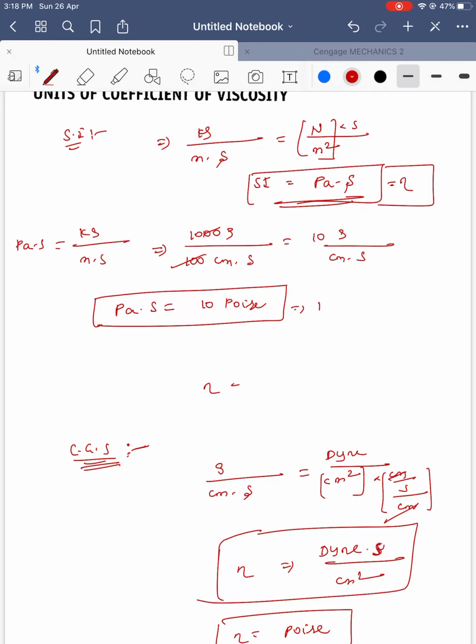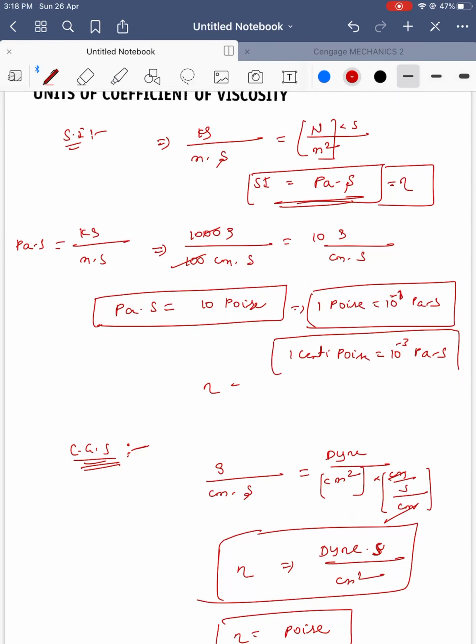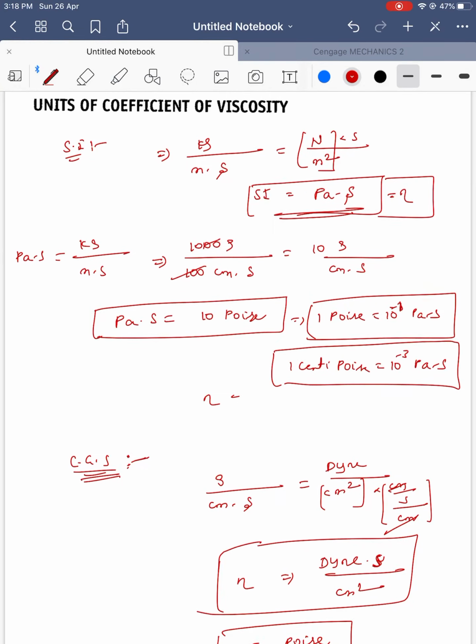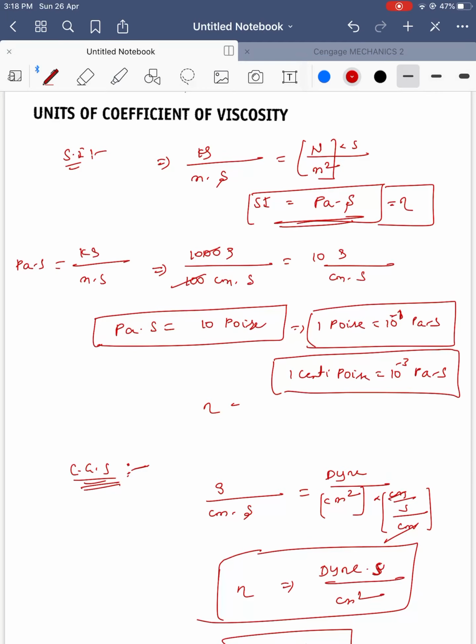So 1 poise is equal to 10 power minus 1 Pascal second. 1 centipoise is equal to 10 power minus 2 into 10 power minus 1, that is 10 power minus 3 Pascal second. These are the units of coefficient of viscosity.